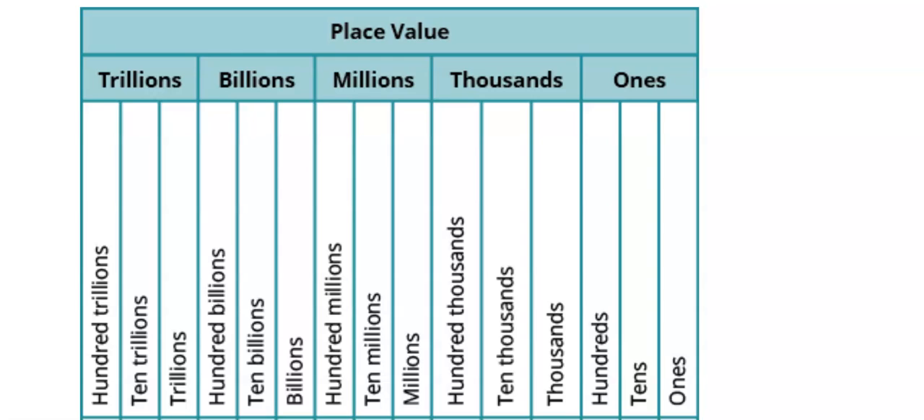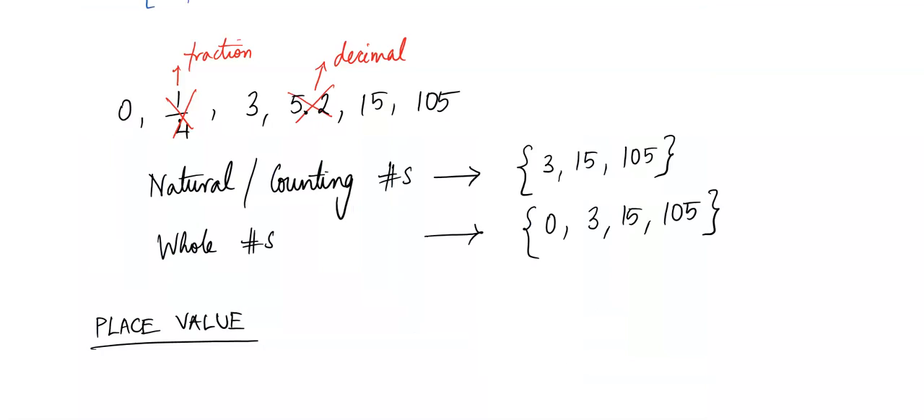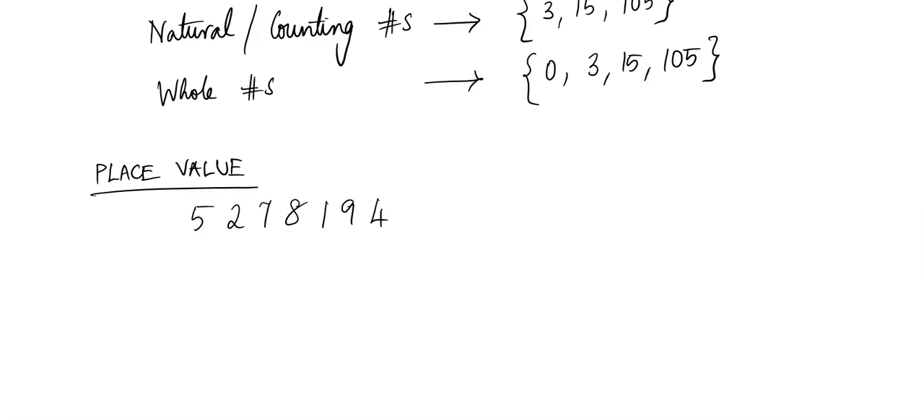So if I have a number, I always write it from the reverse order. Let's see. I'll give you a number here. The number is 5, 2, 7, 8, 1, 9, 4. Notice how there are no commas. It's very hard to read. I don't even know how to read it. I just listed the numbers.